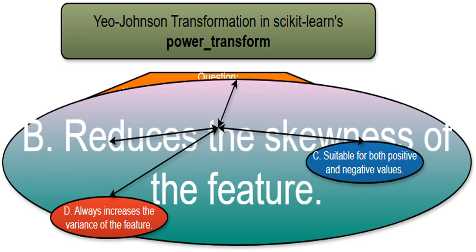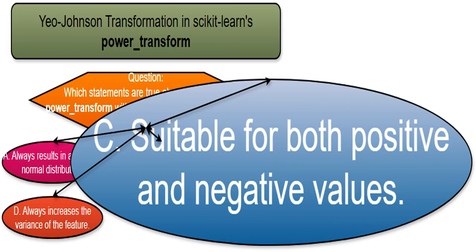Yeo-Johnson aims to make the distribution more symmetrical, reducing that skew. This is true. One of the key advantages of the Yeo-Johnson transformation over the Box-Cox transformation is its ability to handle both positive and negative data values. This makes it a more versatile option for various datasets.